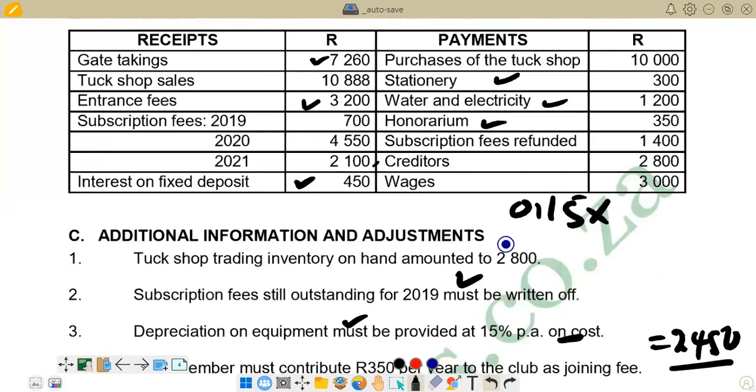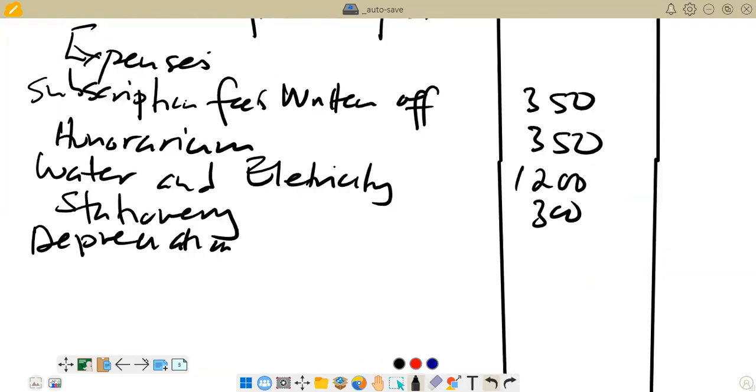So we can go back to the question. We have 750 here. So we can now add the total of expenses, and we are going to put it here, the total for expenses. We add 350 plus 350 plus 1,200 plus 300 plus 750. Then the total that will come here is 2,970. Sorry, 2,950.